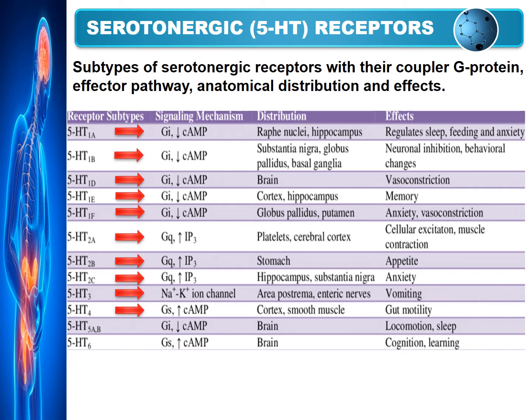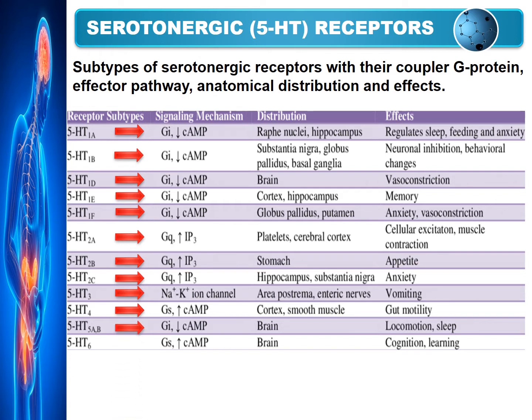Then the fourth family of serotonergic receptor is the 5-HT4, which is having the GS type of the G coupler protein. It functions through increasing the intracellular concentration of cAMP, and it is located at cortex and smooth muscle. It affects and regulates the gut motility.